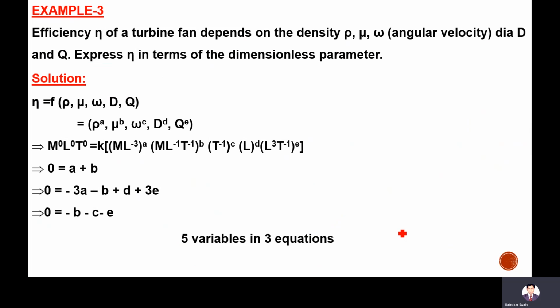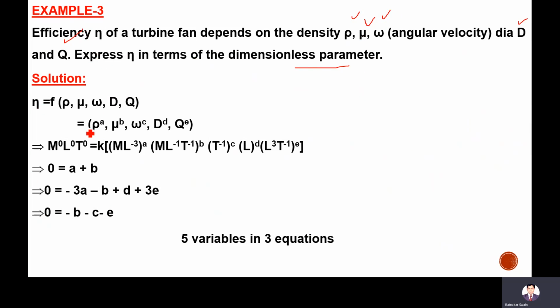Coming to the next example: efficiency eta of a turbine fan depends on the density rho, mu, angular velocity omega, diameter d and discharge q. So express this eta in terms of dimensionless parameters. So here eta is a function of rho, mu, angular velocity omega, diameter d and discharge q.